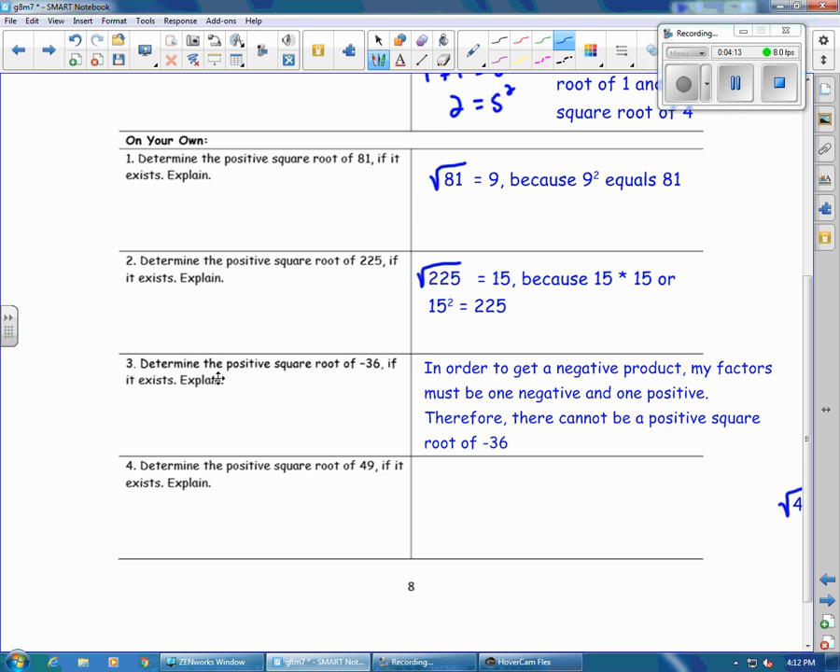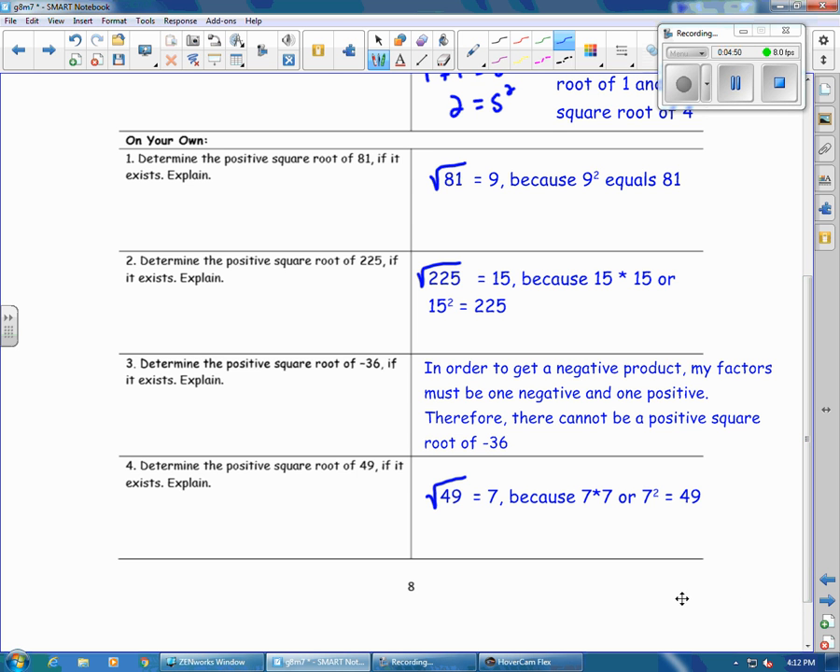Okay, so the positive square root of negative 36, if it exists. In order to get a negative product, my factors must have one negative, one positive. Therefore, there can't be a positive square root of negative 36. Positive 36 could be the product of 6 times 6 or negative 6 times negative 6, but I could never find a square root of a negative 36. It doesn't exist. Last one is 49. The square root of 49 is 7 because 7 times 7, or 7 squared, equals 49. So that's how I would answer those questions.